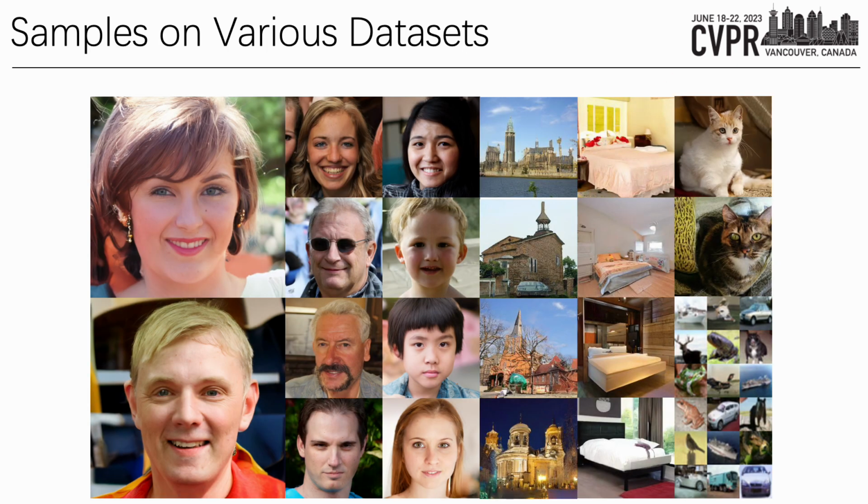Now, let's look at the actual performance of DVDP. Here are some samples on various datasets, including FFHQ with resolution 1024 and 256, LSUN Church, Bedroom, Cat with resolution 256 and CIFAR-10. On each dataset, we only use a single U-Net to model the reverse process.